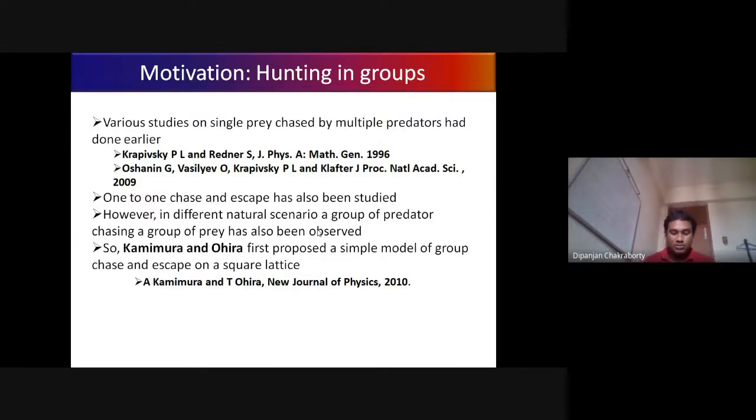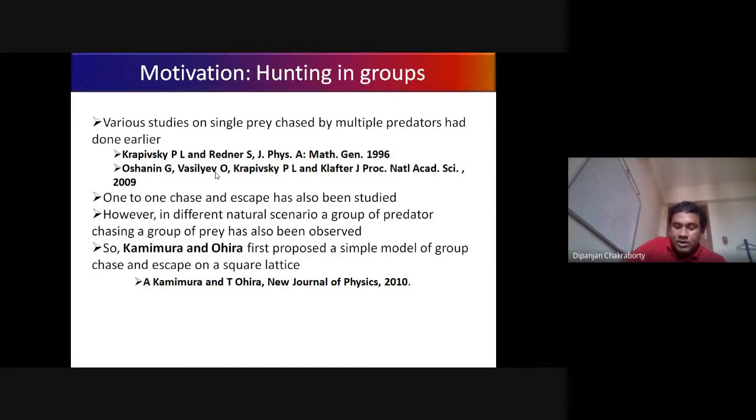collective motion of predator and prey. Previously, various studies have looked at one-to-one chase and escape, where one prey is moving and one predator tries to catch it. These have been studied extensively, and also the case of multiple predators attacking a single prey. These have been done earlier in these two papers.